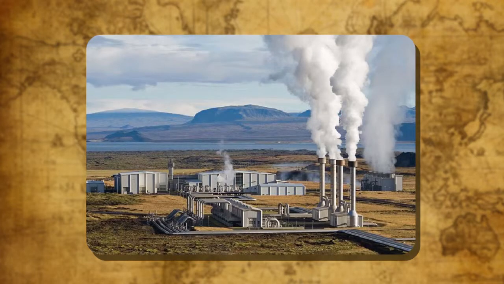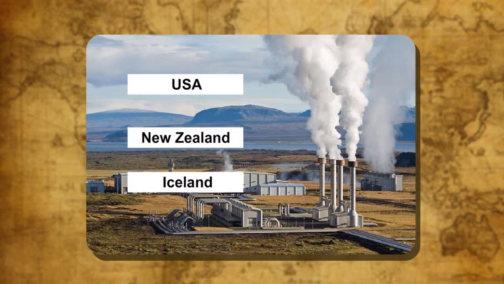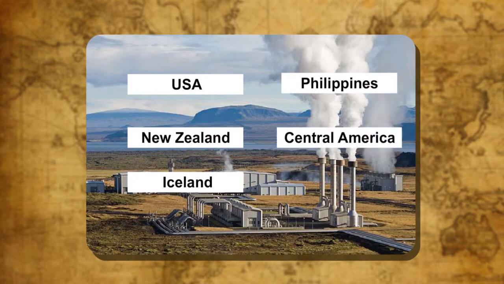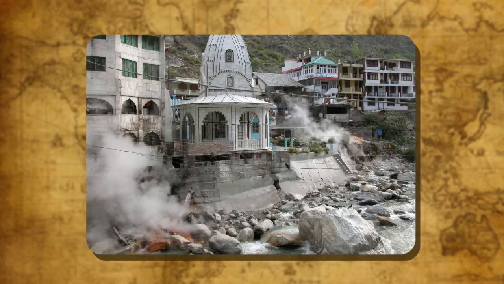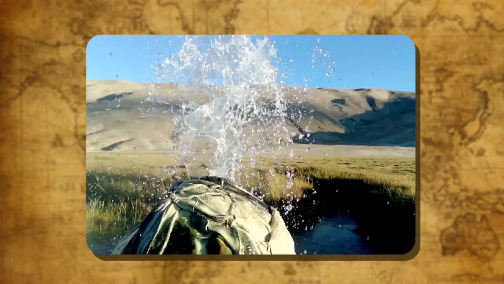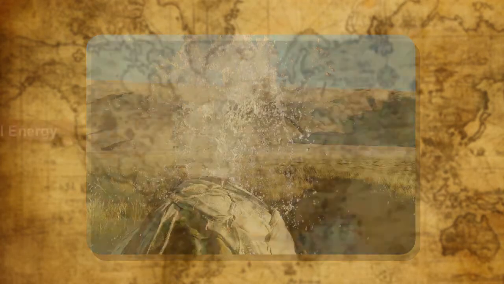Largest geothermal power plants are located in the USA, New Zealand, Iceland, Philippines, and Central America. In India, geothermal plants are located in Manikaran in Himachal Pradesh and Puga Valley in Ladakh.